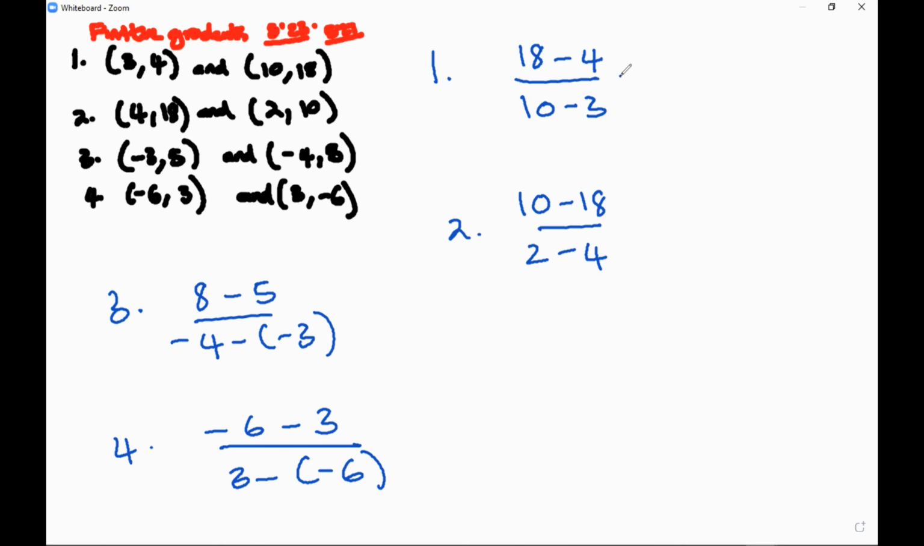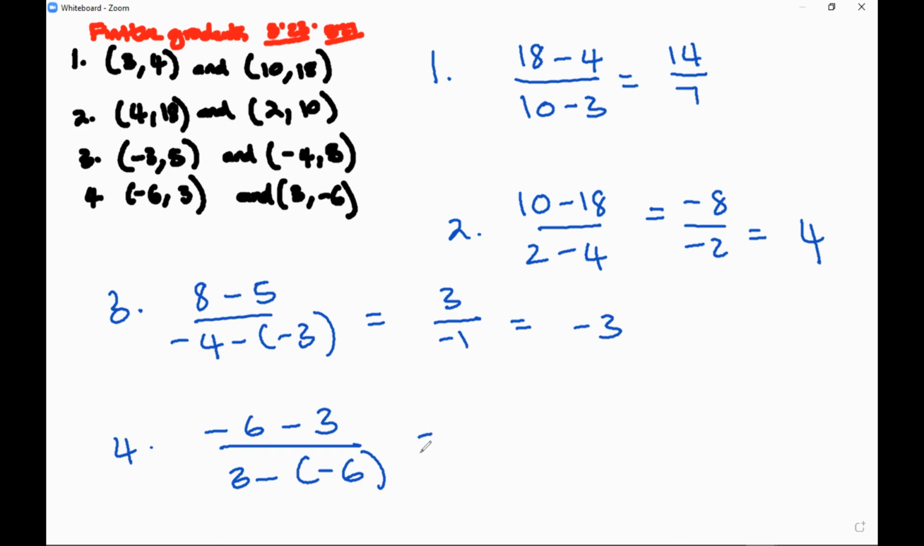Like that. 18 minus 4 is 14. 10 minus 3 is 7. That's negative 8. Negative 2. That becomes 4. That'll be 3. Negative 4 plus 3 is negative 1. It'll come to negative 3. Negative 6 minus 3 is negative 9. And 3 plus 6 is 9. So it'll be negative 1. 14 divided by 7, by the way, is 2. So that's your answers. Question 1, 2, 3, and 4. Well done for those who got it right.